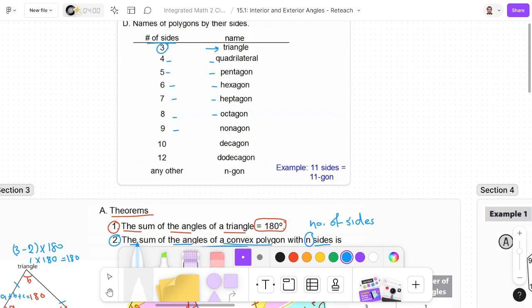Eight, octagon. Nine, nonagon. Ten, decagon. Twelve, dodecagon. Any other number, you just add the number of sides and then go.